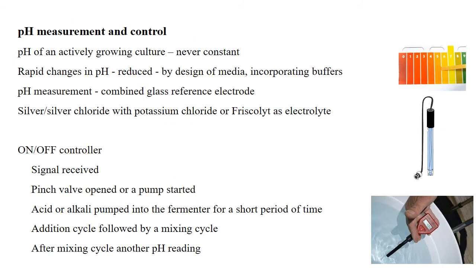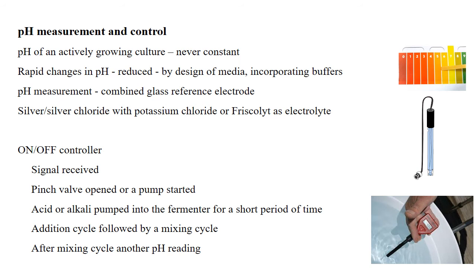Next is pH measurement and control. The pH of an actively growing culture will not remain constant. So, there is a need for pH measurement and control during the fermentation. Rapid changes in pH can be reduced by careful design of the media and also by incorporating buffers in the media. The pH may be further controlled by the addition of appropriate quantities of ammonia or sodium hydroxide or sulfuric acid accordingly depending upon the pH.